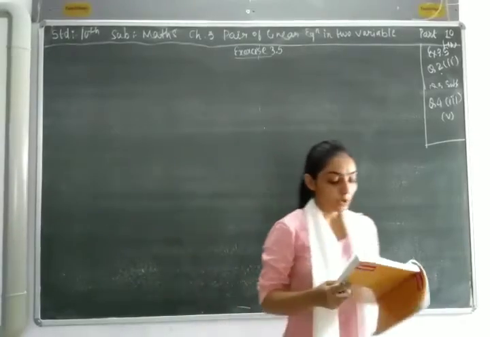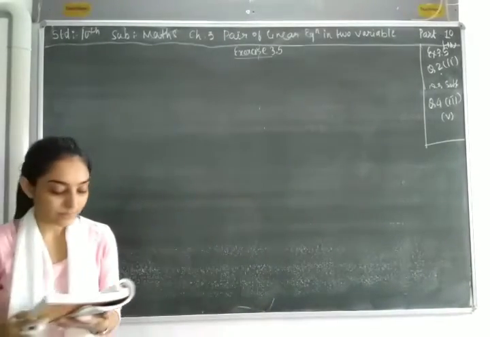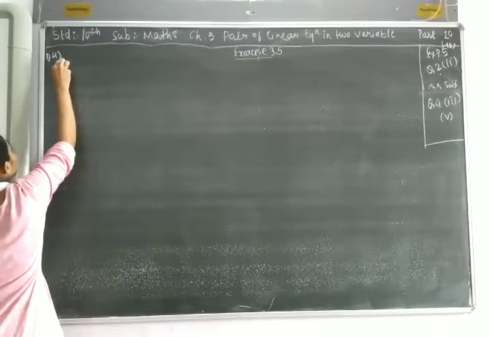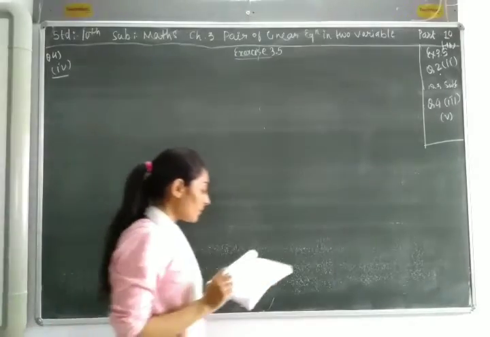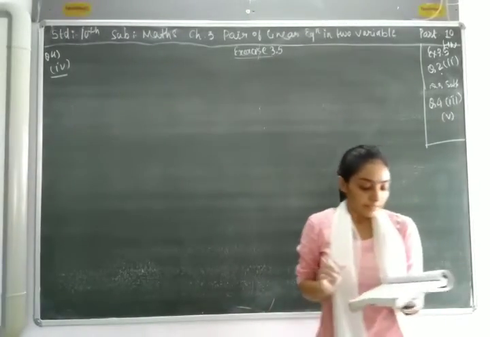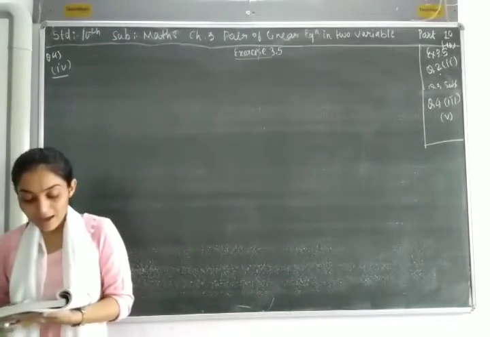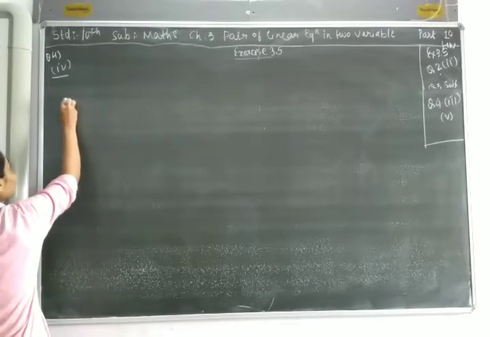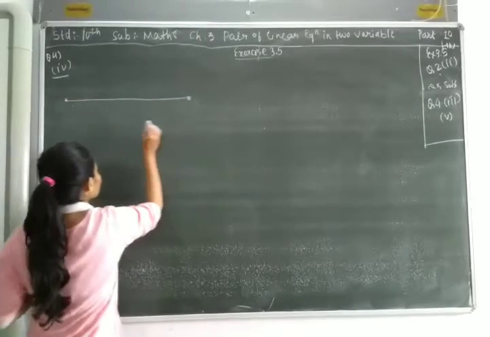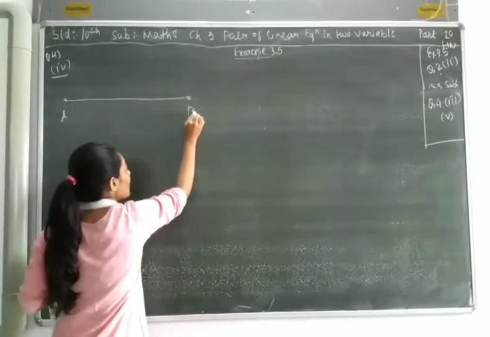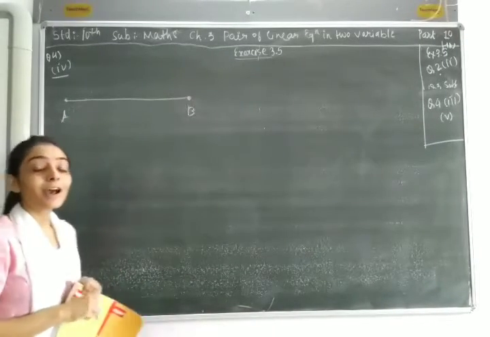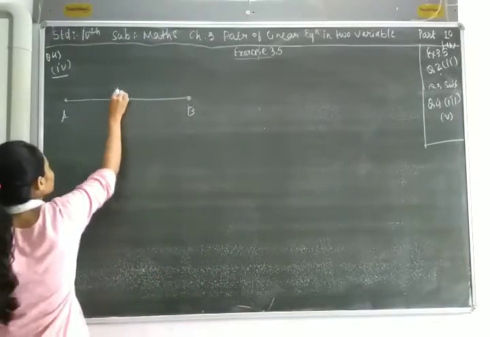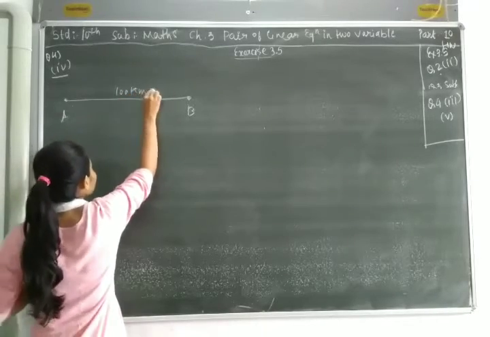Now, see, question number 4 is a very important question. Places A and B are 100 km apart on a highway. Let's understand what the question is trying to say. So this A and B place are 100 km apart.